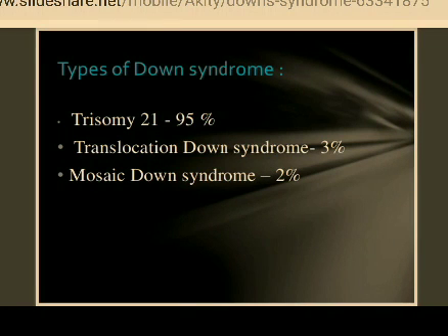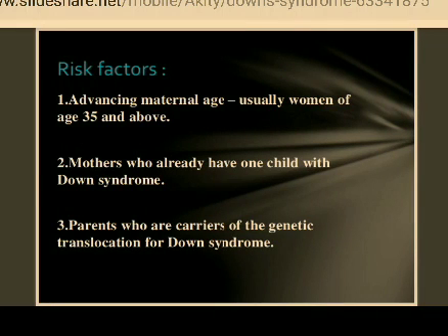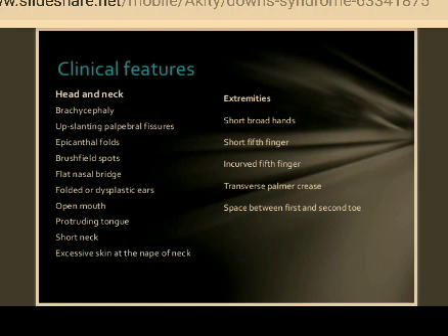Types of Down syndrome: trisomy 21, 95%; translocation Down syndrome, 3%; mosaic Down syndrome, 2%. So three types of Down syndrome: trisomy 21, translocation Down syndrome, mosaic Down syndrome. Risk factors: advancing maternal age, usually women of age 35 and above; mothers who already have one child with Down syndrome; parents who are carriers of the genetic translocation for Down syndrome.